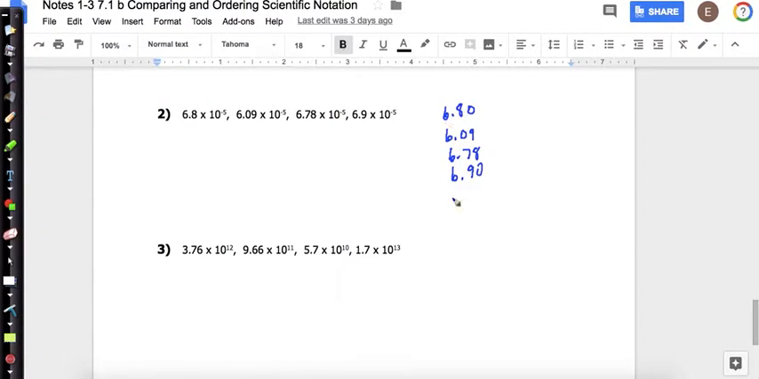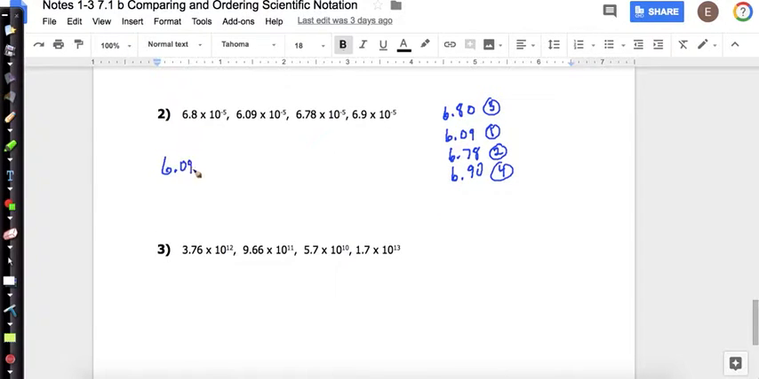So look left to right, all 6s. 0 is the smallest in the tens place, so that's going to be my number 1. Look in the tens place again. 7 is my next smallest, followed by 8, and then 9. So now I'm going to write the correct order.